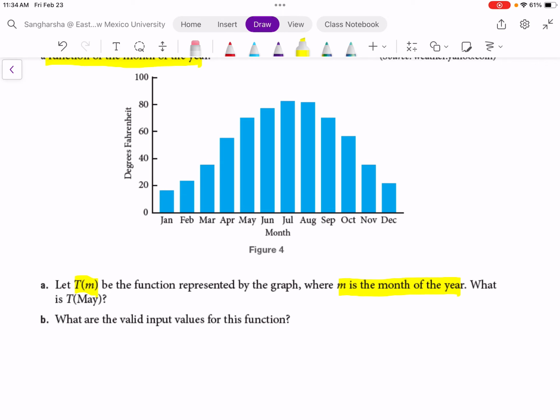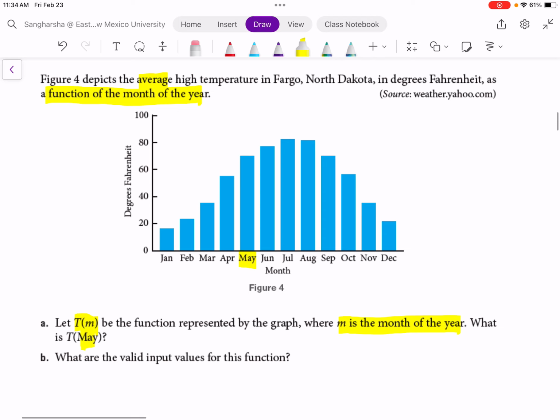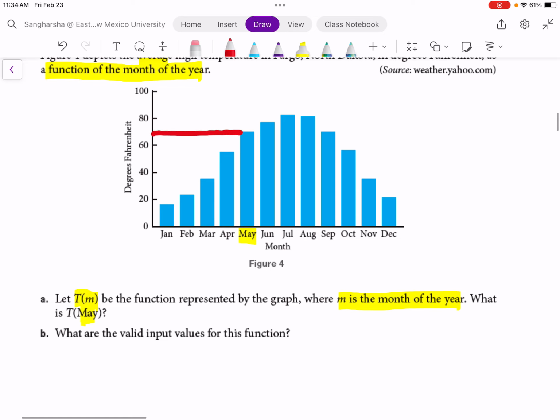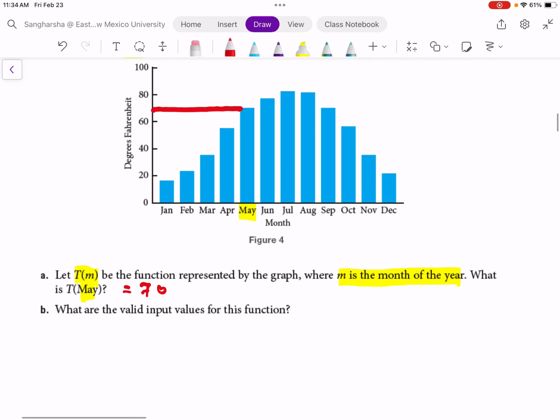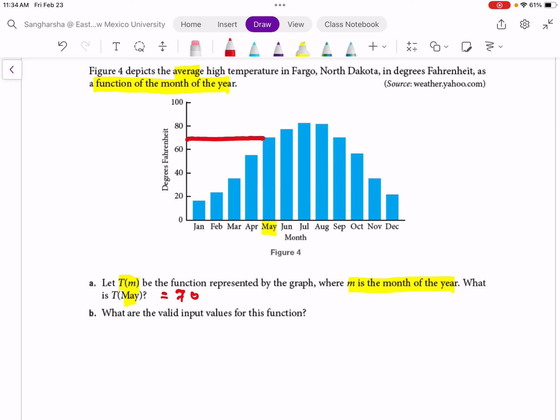70. Okay, so May is our input, right? So we look for May. This is May here, and the height of this bar is the output. The height of this bar diagram is 70. So 70 is T of May. So your input is May, you choose your month, and this bar diagram gives you the output.